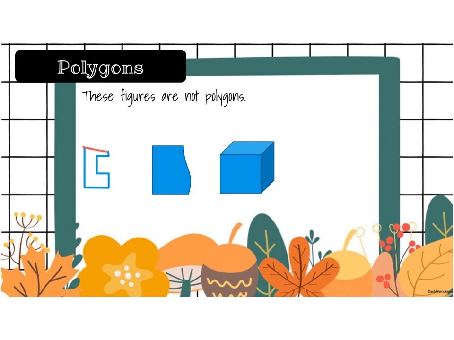Is the one in the middle a polygon? No. Why? What's wrong with it? Because it's not a straight line. Good. It's curved like a circle. It's not straight, it's curved. And what's wrong with the last one? It's three-dimensional. It's not a two-dimensional flat shape.